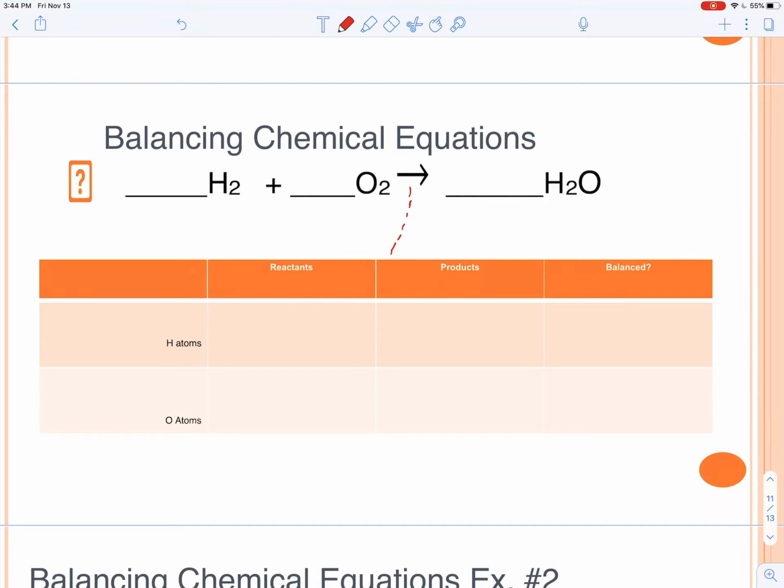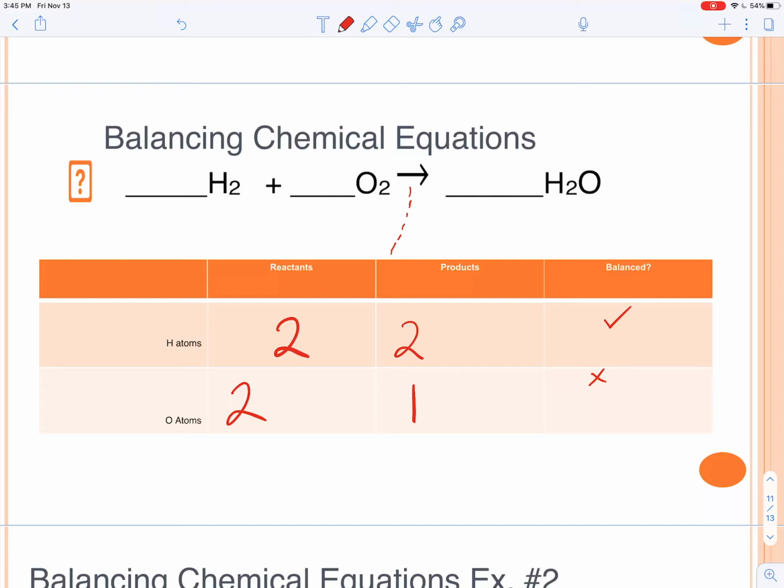And then you want to count, how many atoms do I have to start with? So on the left side here, I've got 2 hydrogens. I've also got 2 oxygens. On the right side of the arrow, I've got 2 hydrogens, but only 1 oxygen here. So is it balanced? Well, we can see that the hydrogens are balanced right now, but the oxygens are not. So what can we do?